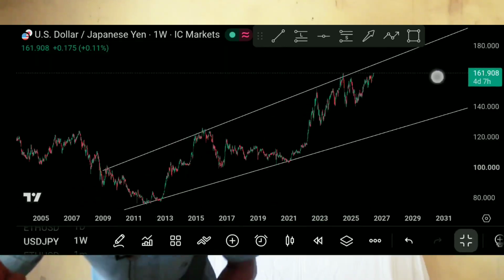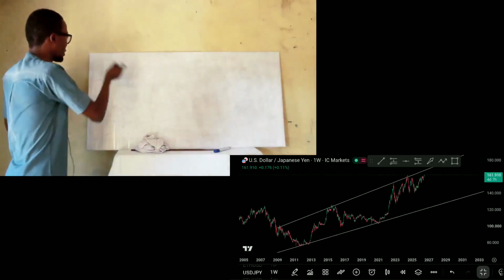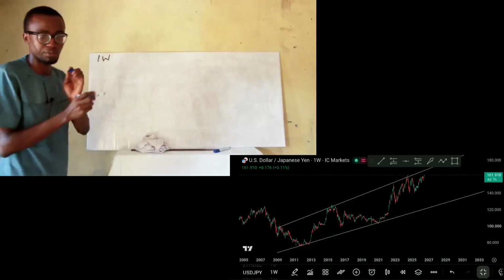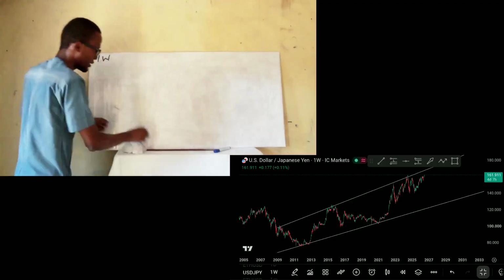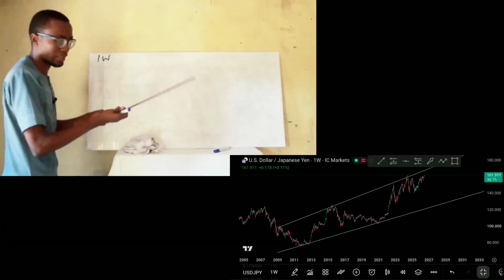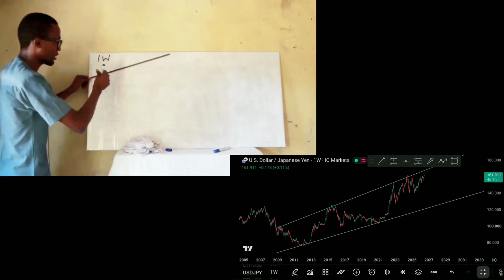Are you seeing what is going on now? If you look at the 1 week time frame, look how it is on the chart. It's facing up. Let me use my ruler instead. I'll use this as my ruler, right? Look at how it's facing. It's facing like this.